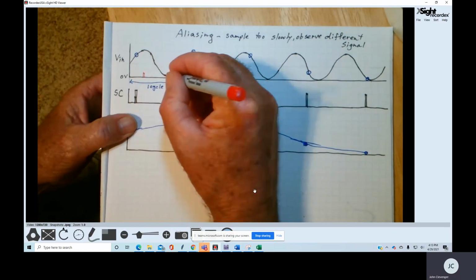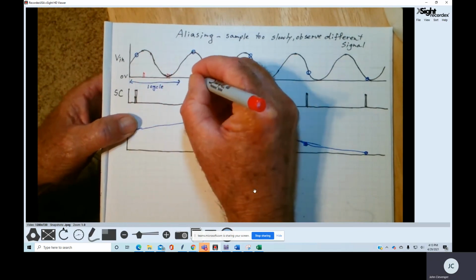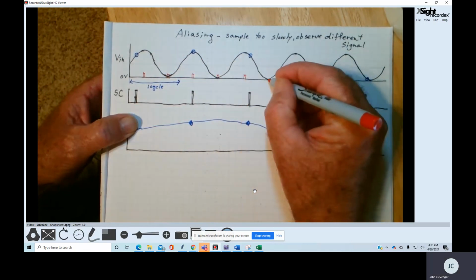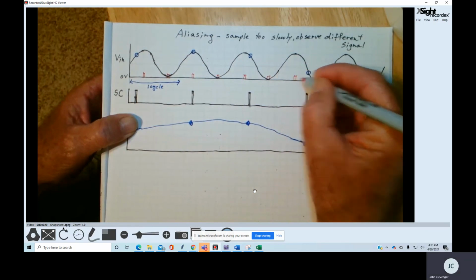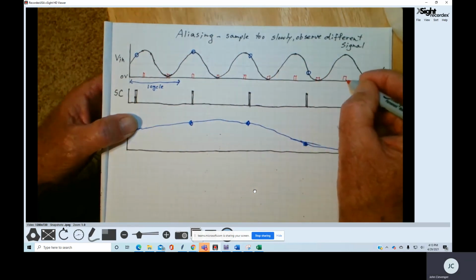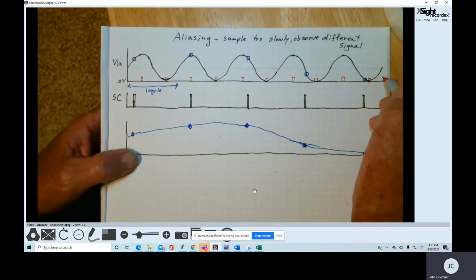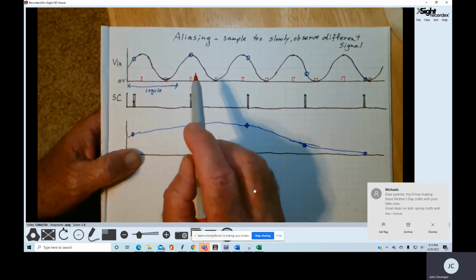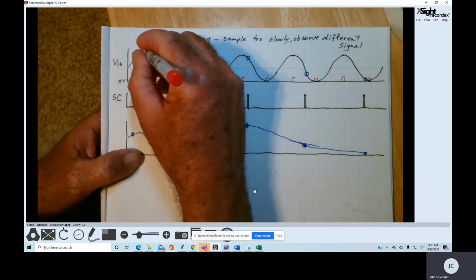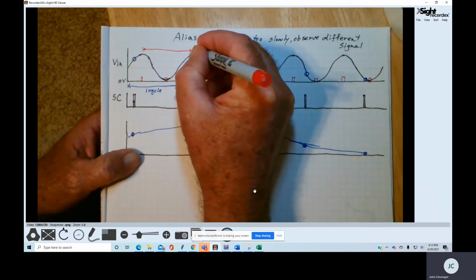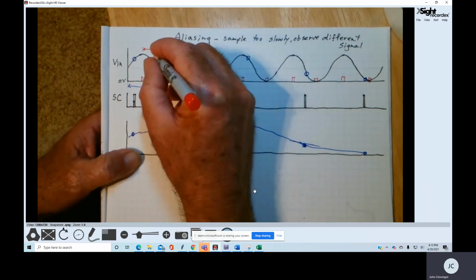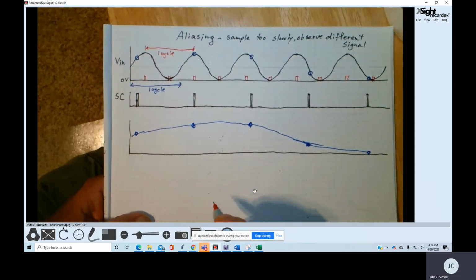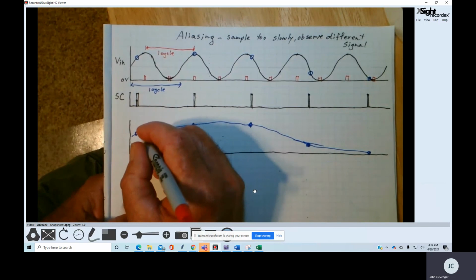here and here and here and here and here and here and here and here and here and here. We would have to sample it at least twice for every cycle of the input waveform. Again, from this point to this point is one cycle. So then we could actually reproduce this information on the screen.